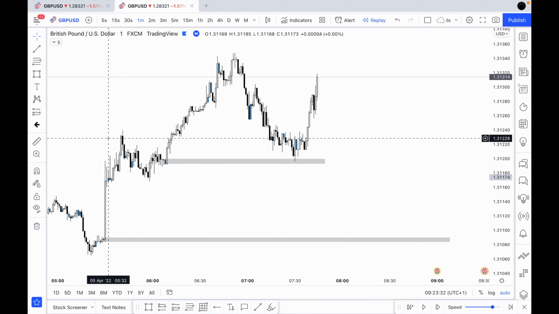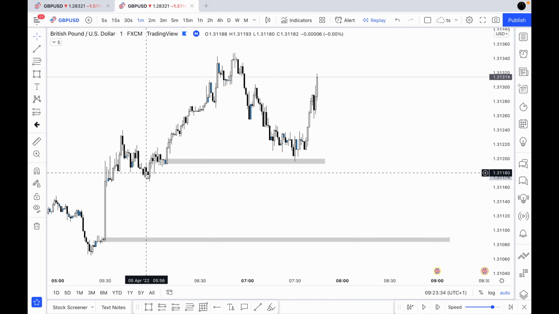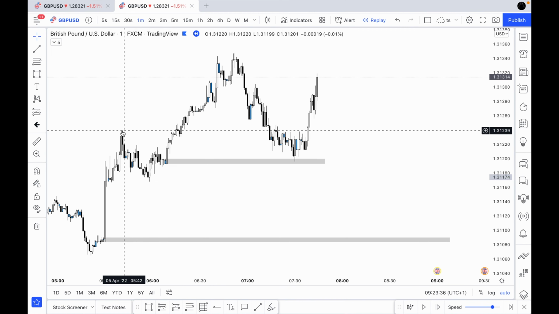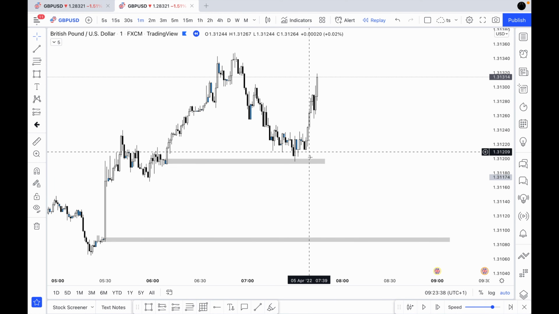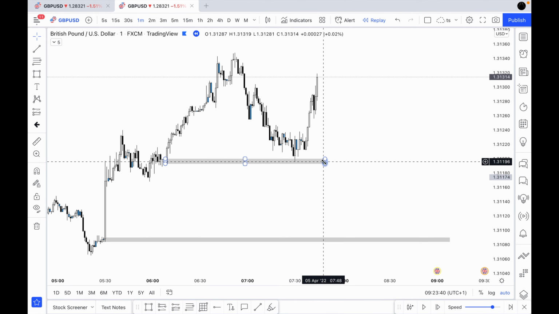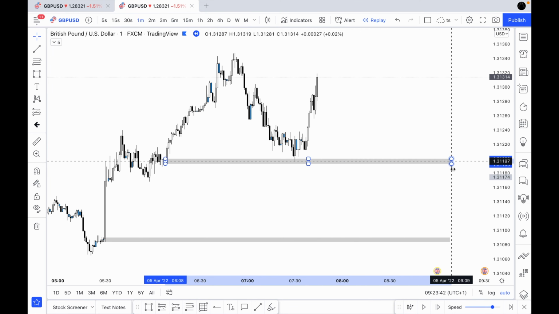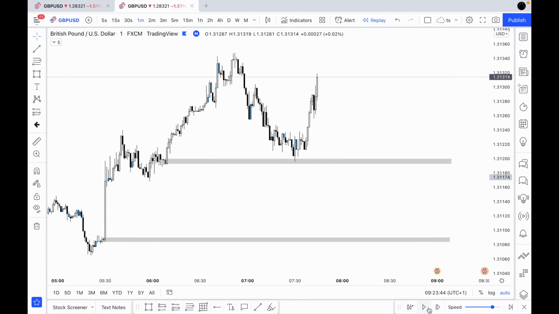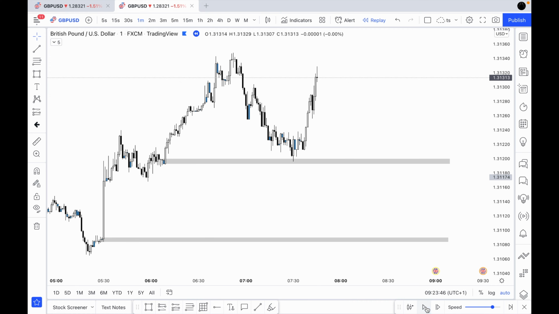So we've got a push up, created a new high, a pullback, push up again. We've broken this high and created a new high and mitigation of this demand zone here. So we're currently in a bullish trend. So let's advance price a little bit further on.